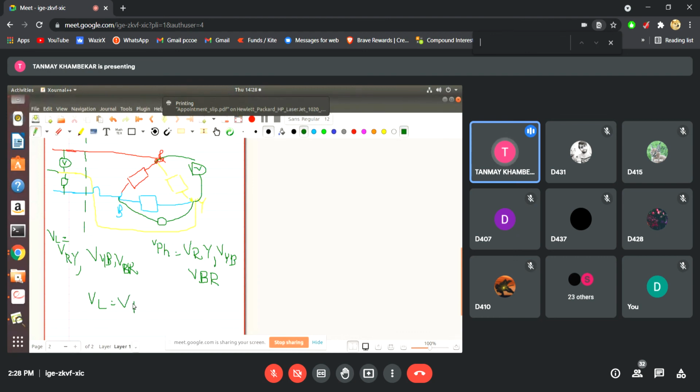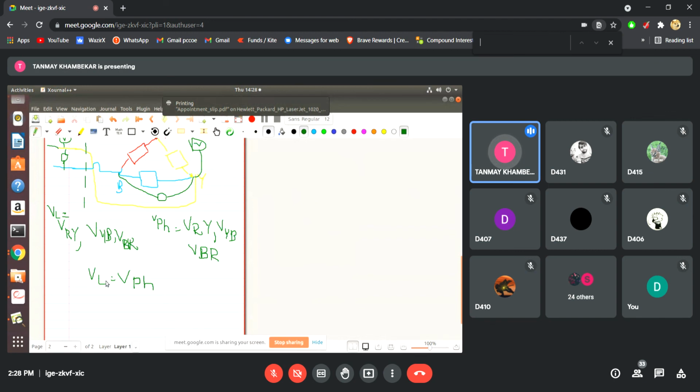Now in this the currents are not the same. So what is the relation for current? Now I will tell you directly. We will verify this by taking readings, but in theory we will see the derivation. So the relation is line current is √3 times the phase current.